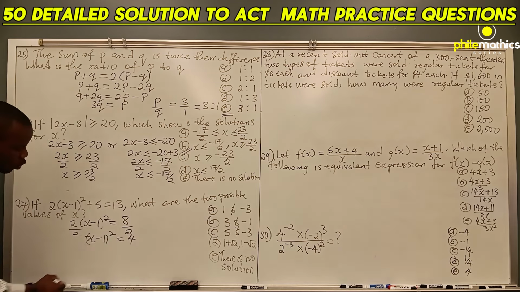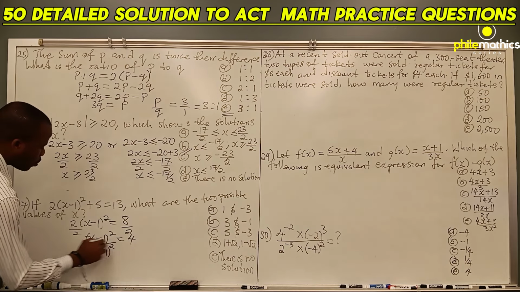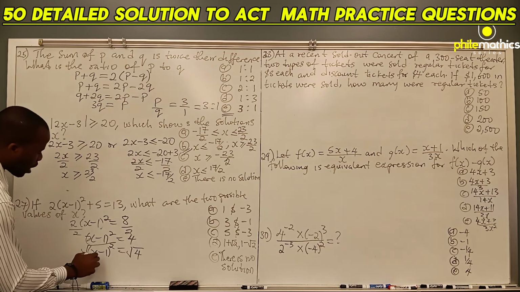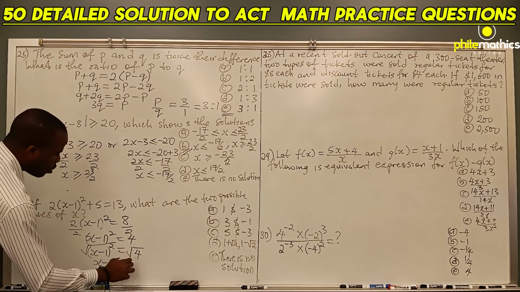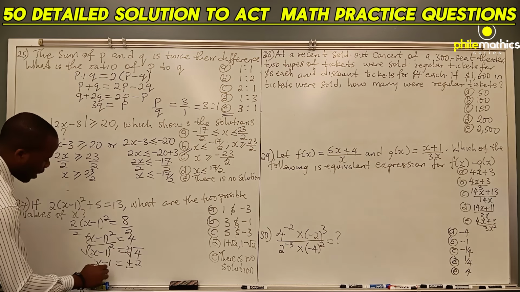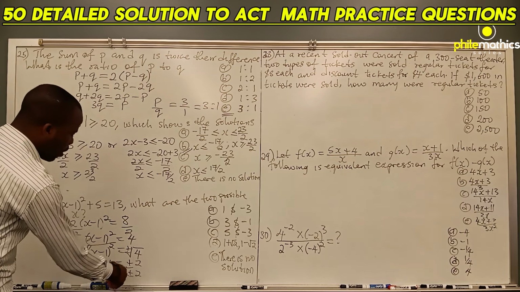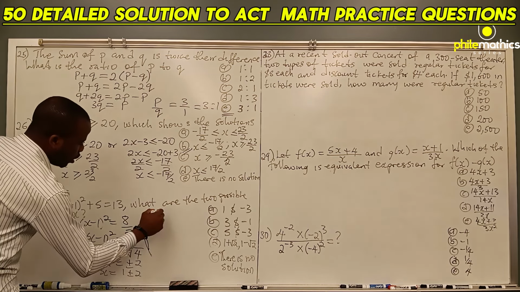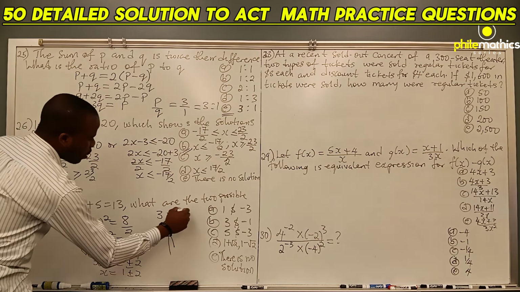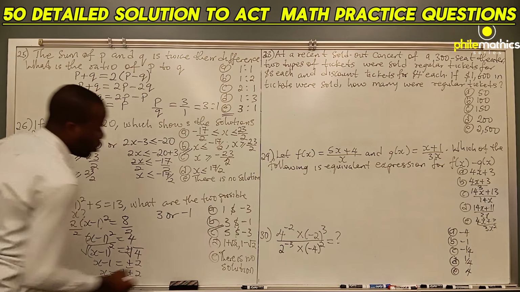I can take the square root of both sides. I'll have x minus 1 equals plus or minus the square root of 4, so that I'm left with x minus 1 equals plus or minus 2. So that x is 1 plus or minus 2. So the two values will be, if you add it, 3. And if you subtract it, 1 minus 2 is minus 1. So 3 or minus 1. 3 and minus 1, which is B.